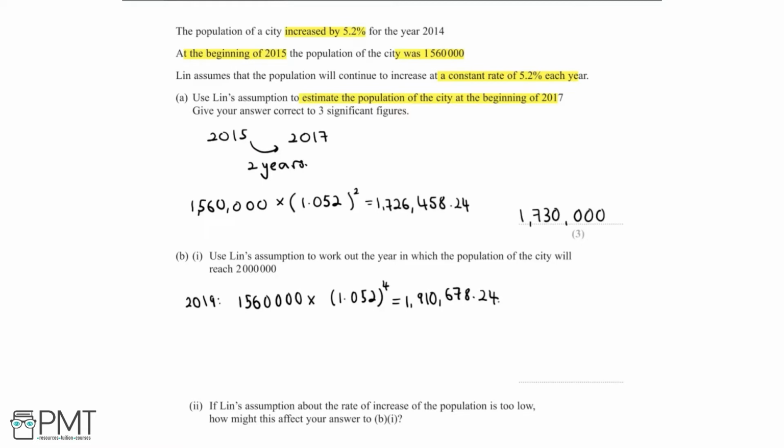Now we can see that the population of the city still hasn't reached 2 million, and so let's take a look at estimating the population in 2020. We have 1,560,000 multiplied by 1.052 to the power of 5, because there are 5 years in between 2015 and 2020, and we get an answer of 2,010,033.509. And so we can see that the year in which the population of the city reaches 2 million is the year 2020, which we can write down in our answer box below.